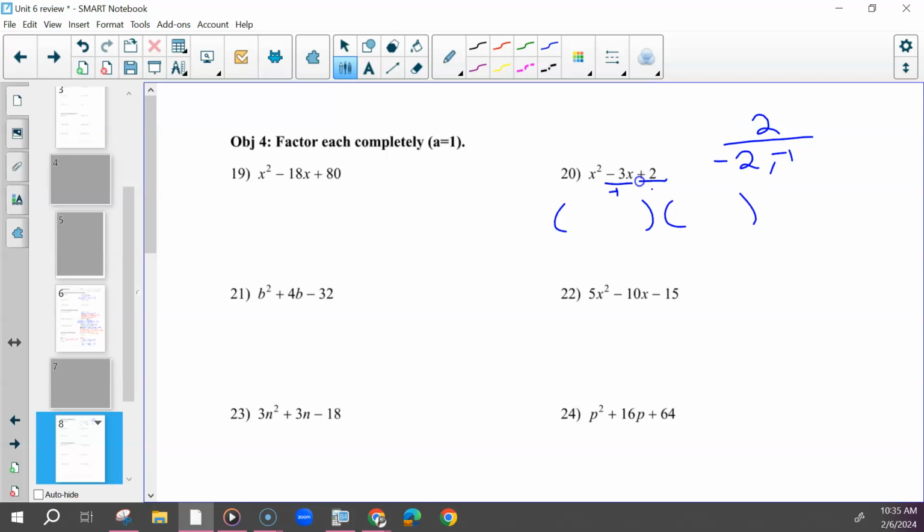So then you're going to have two factors. Whatever your variable is, put that first. And then put your two numbers in. So the hardest part about these ones is finding your factors, finding which ones work. Does the order really matter? No, it does not. So you could put x minus 1 and then x minus 2, it would not matter. Other questions in this section? 24.